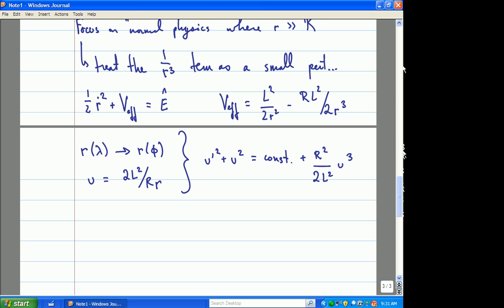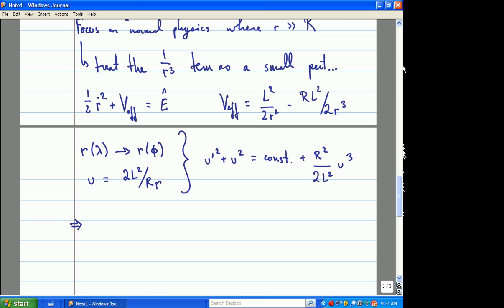Last time we took r to depend on phi instead of on lambda, and we took u to go like 1 over r, and we found some first-order differential equation for u. And this is the same first-order differential equation, except that the terms that weren't there in v effective are now not here in our equation. And as we did last time, I would again like to take the derivative of this with respect to phi in order to turn this into a nice equation that we'll be able to solve easily.